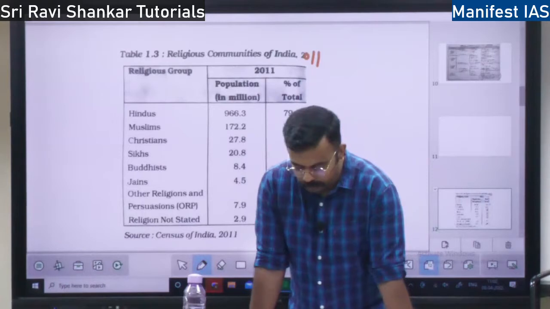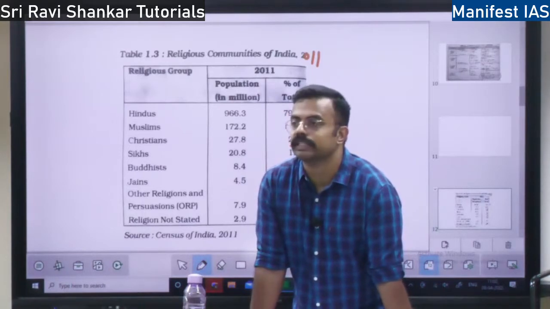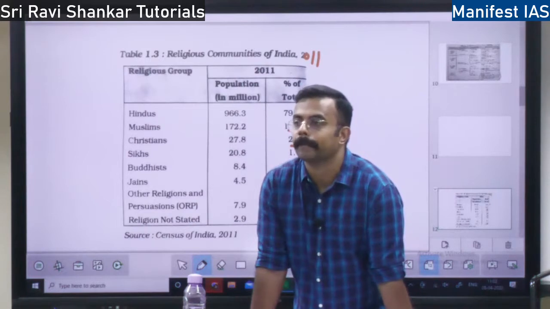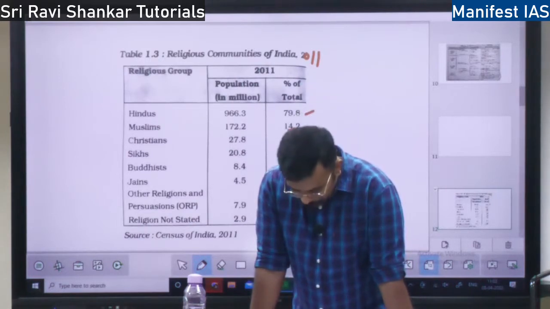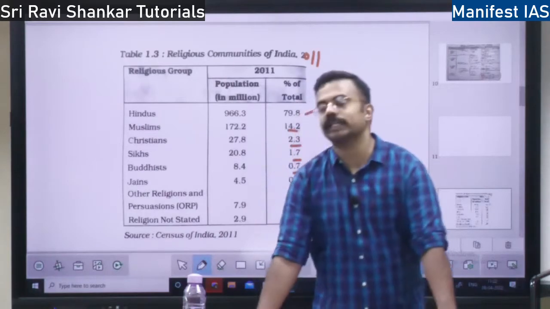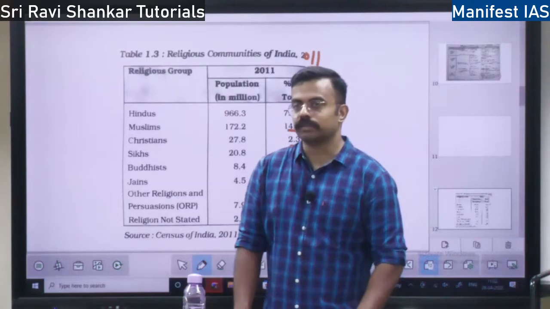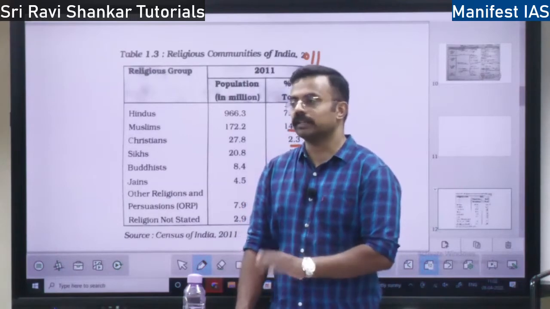Next, we will talk about the composition of the working population. If there are 100 Indians, how many of them are working, right? We categorize the workers in India into two groups. One is main workers, second is marginal workers. So three groups actually, workers and non-workers.